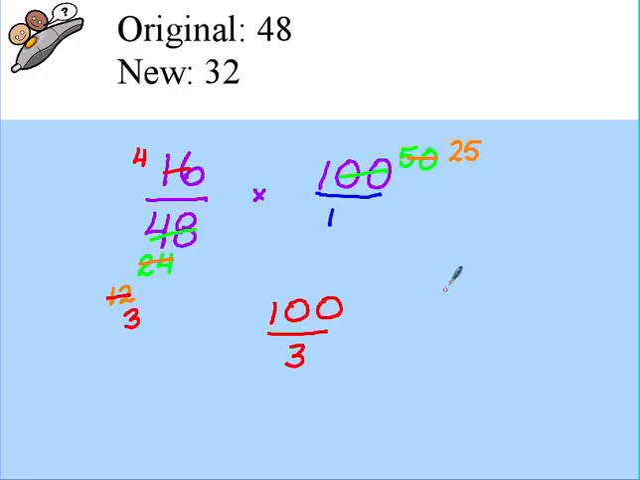So there's 2 ways of doing this. I actually could do 100 divided by 3. That's one way. Or I could write this as a mixed number. And as a mixed number, this is going to be 33 and 1/3. So if I were to round that, it's going to be 33%.